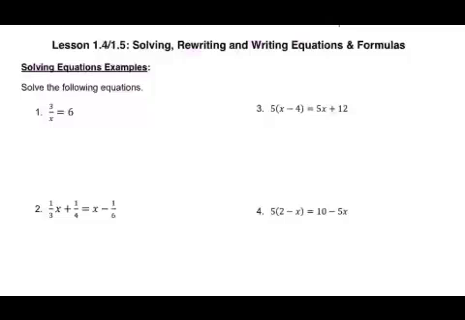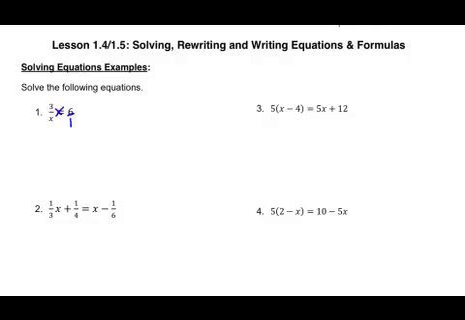So number one is a special case as far as equations are concerned, because our variable x is in the denominator. So the first thing we need to do is get x out of the denominator. The way to think of this is as a proportion. So we have 3 over x equals 6 over 1. If you remember, we solve a proportion by cross multiplying.